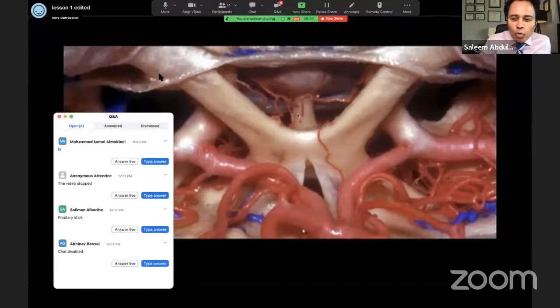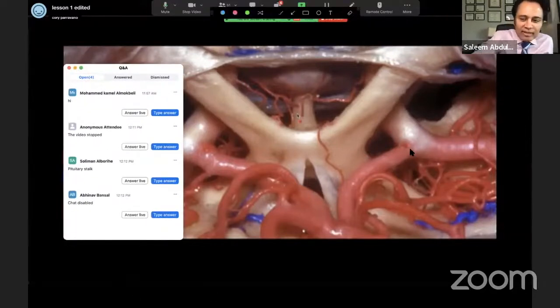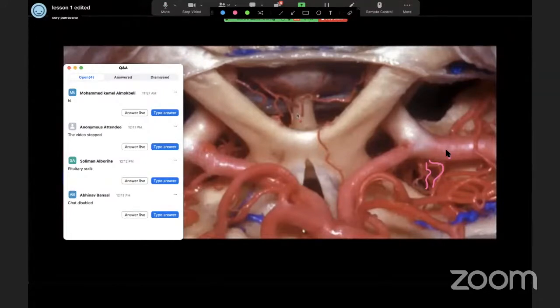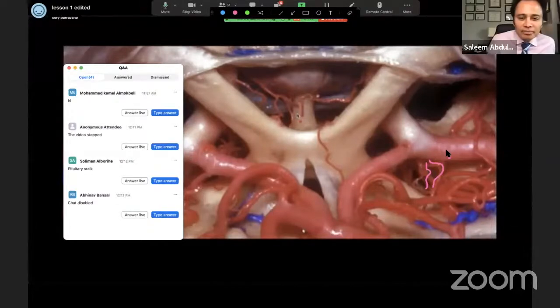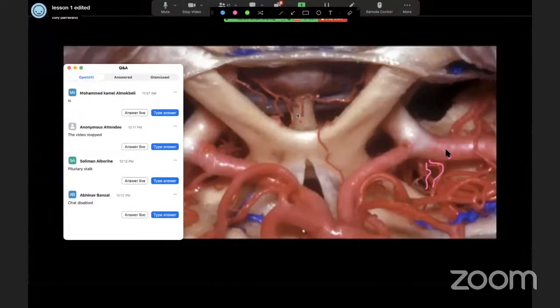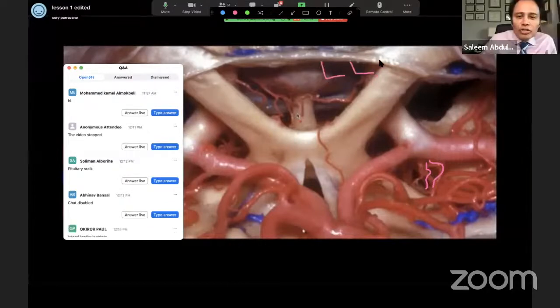Let me ask, while we're at it, let's just have a good time together. What are these arteries, a couple of arteries coming out from right here? What is the name of these arteries? Who's going to give me an answer? Coming from the middle cerebral artery? Lenticulostriates. Yeah. So these are the lateral lenticulostriates, very important vessels, okay?